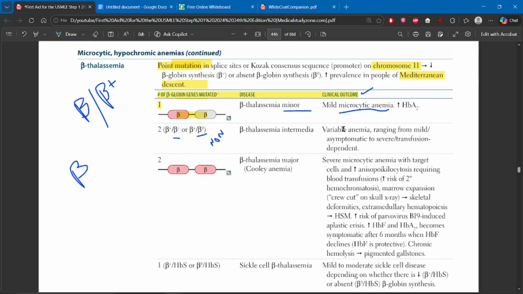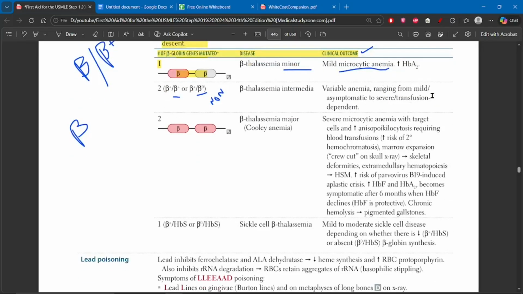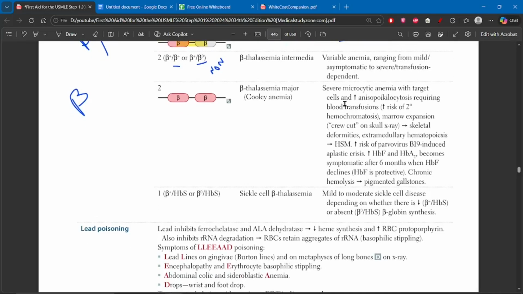Okay. This is known as intermediate because this is in the middle. And it can cause variable anemia. It can be asymptomatic. It can cause us to go on transfusions, but it's not decided.